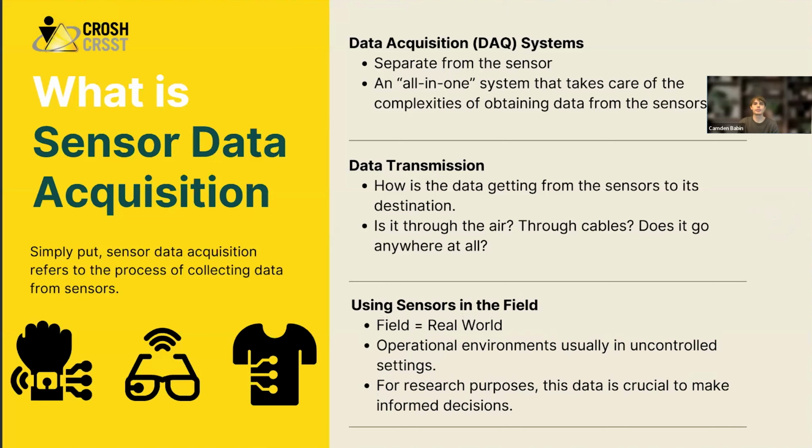Lastly, when we talk about the field, we're talking about the real world. These are unpredictable operational working environments, and it's the researcher's goal to accurately reflect those environments in the data that they collect.